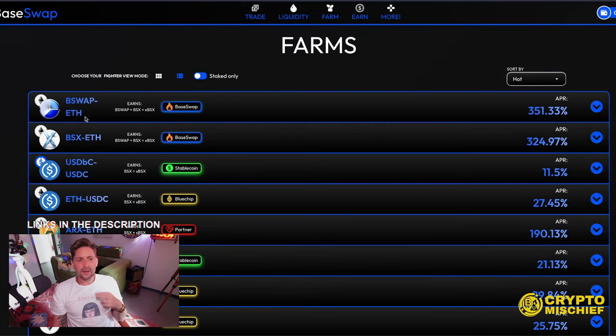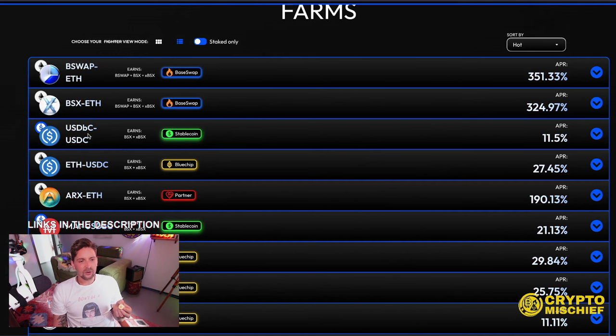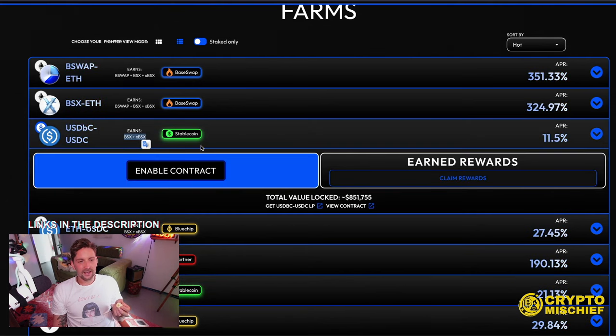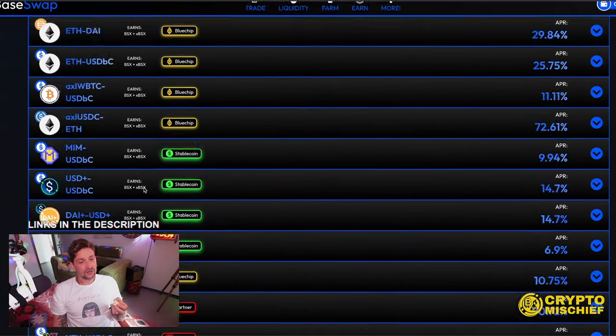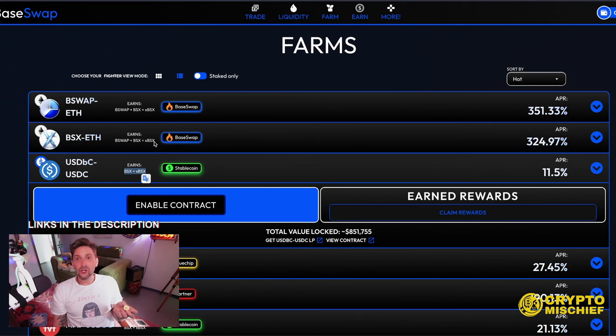So you could buy BSwap or ETH, or you could just take stablecoins, and then you earn both BSX and xBSX. You earn with the stablecoin pool. All of them earn double tokens. That's quite interesting. Both tokens, by the way, have the same chart, right? They're both doing pretty badly recently.